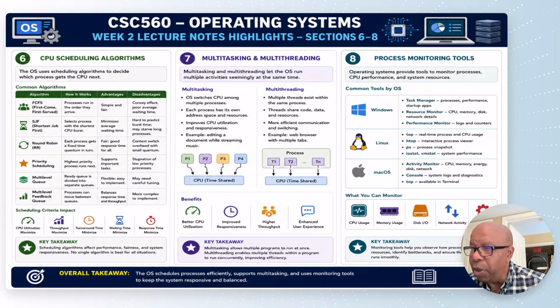As far as multitasking versus multi-threading: multitasking and multi-threading let the operating system run multiple activities at the same time. In multitasking, the operating system switches the CPU among multiple processes. Each process has its own address space and resources, giving improved CPU utilization and responsiveness. For example, editing a document while streaming music.